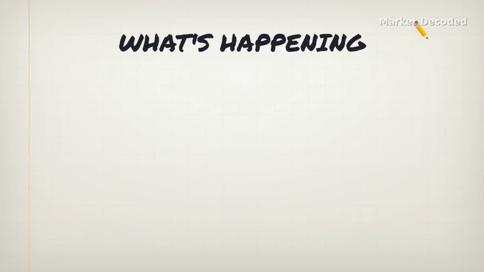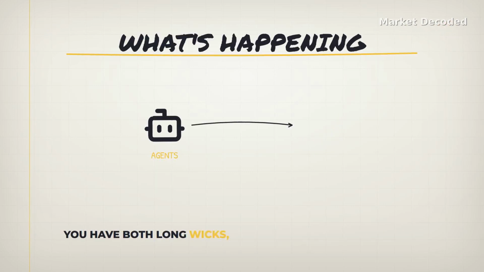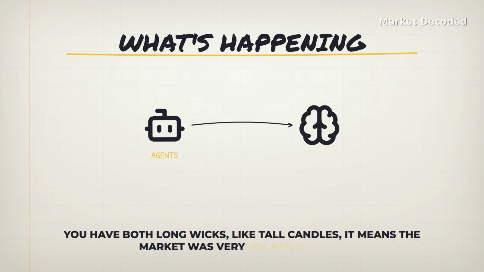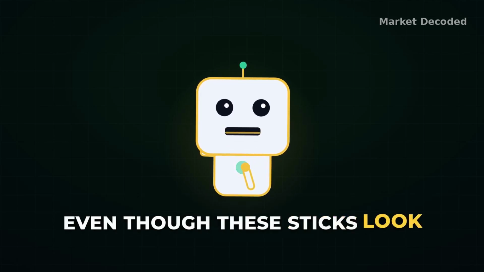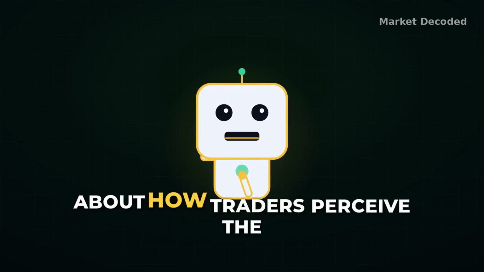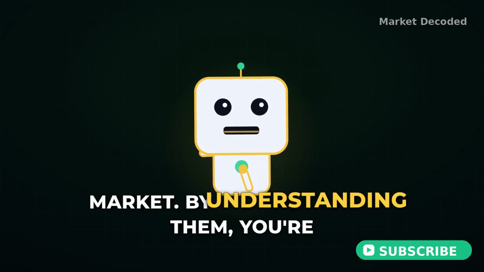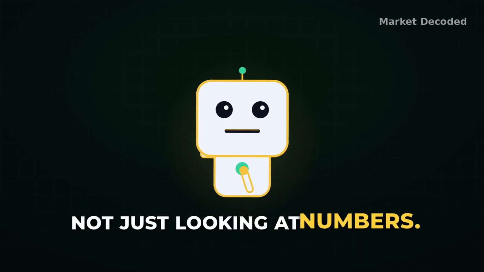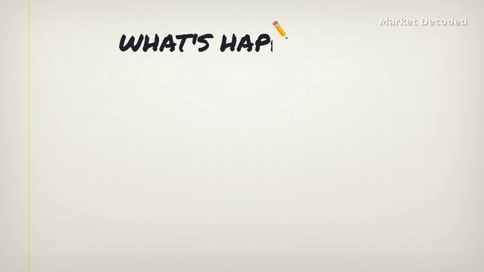If you have both long wicks, like tall candles, it means the market was very volatile. Prices were swinging wildly, but didn't settle well. And here's the surprising part. Even though these sticks look random, they tell a story about how traders perceive the market. By understanding them, you're not just looking at numbers. You're decoding what the market is thinking.